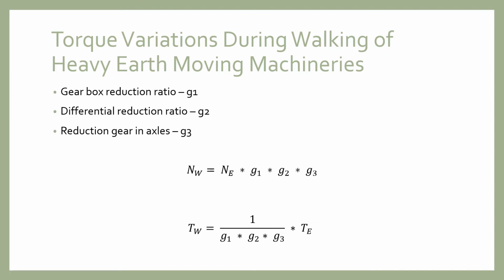And from here we find out the torque of the wheel equals torque of the engine divided by the gearbox reduction ratio into differential reduction ratio into reduction gear in axle. So in this equation you can find out the speed of the wheel and torque of the wheel.